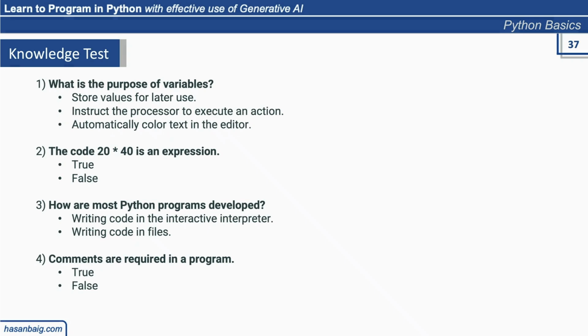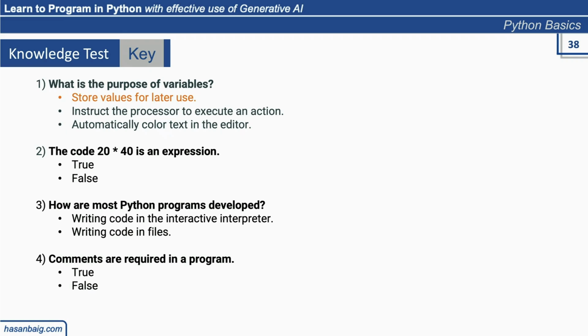Let's do a quick knowledge test on what we have just discussed, just to see if you guys are up or fallen asleep. What is the purpose of a variable? Let's call these options A, B, and C. So for the first one, what is the answer? A. So it's to store values for later use. So the basic purpose of a variable is to store the values that we can later use.